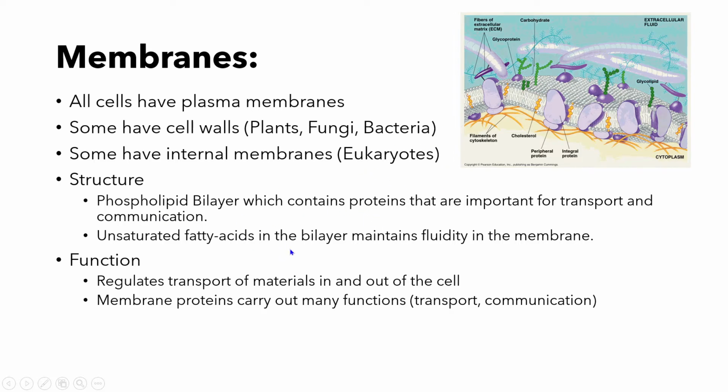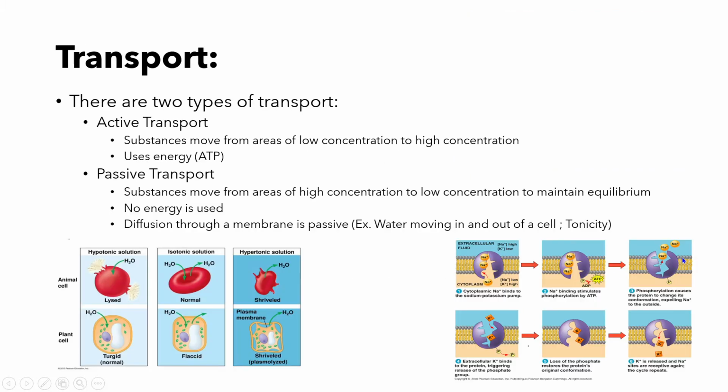The structure of membranes, as we talked about, is a phospholipid bilayer, which contains proteins. An important thing to note is that the bilayer actually has unsaturated fatty acids, which can maintain the fluidity in the membrane and allow for the transport of materials. If it was saturated, it would become very stiff and materials really couldn't pass through that membrane. And obviously, we know that the function of membranes is to regulate transport and a lot of other functions, such as communication and various other things.